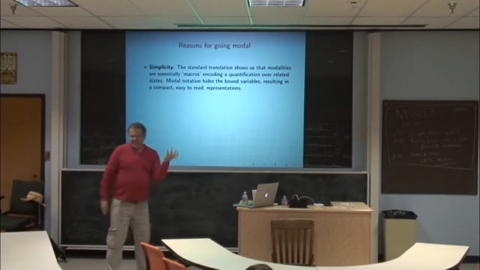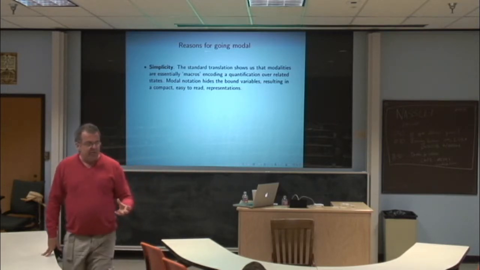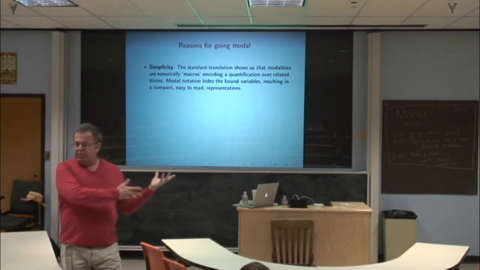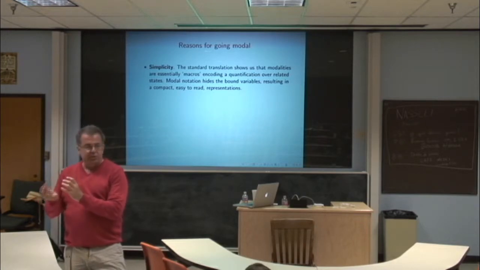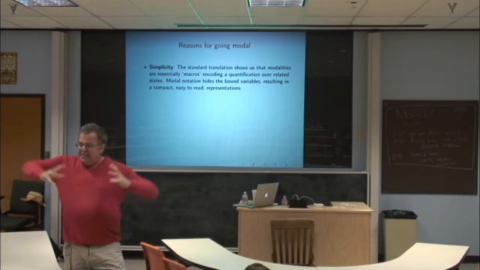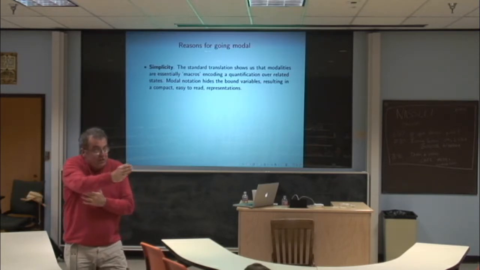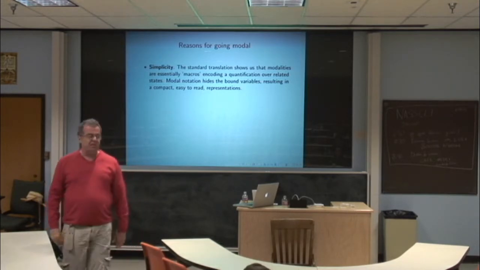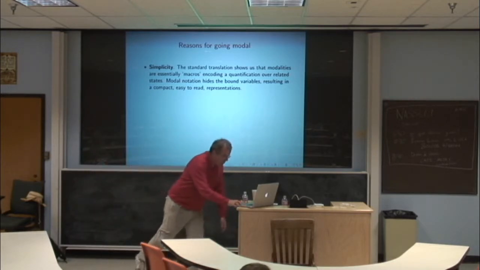There is something slightly more technical you could say here. Roughly speaking, as you can see from the translation, the use of these operators is essentially a way of avoiding having to use explicit quantifiers and explicit variables. It's a way of doing some kind of restricted quantification over accessible points, and not having to bind variables, which keeps the syntax simple. Okay, cool. That's one reason. Here's another reason.